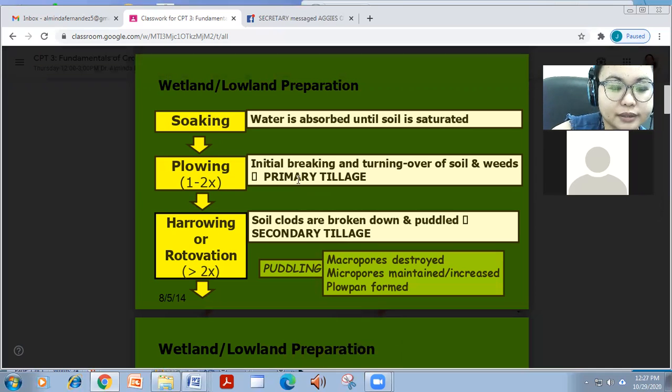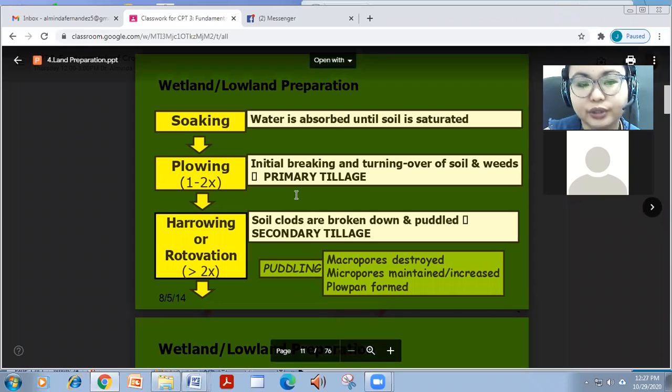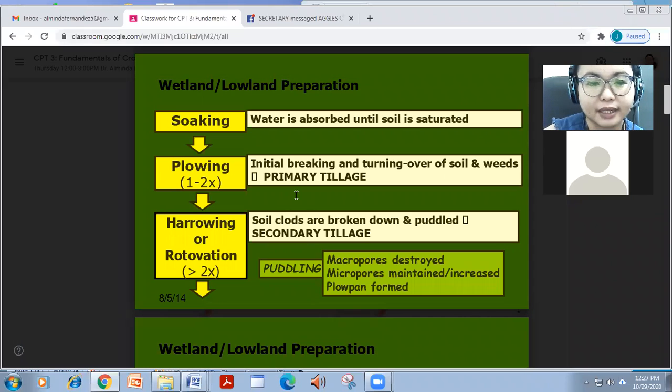For plowing, it's usually done one to two times using animal drawn, or there is also mechanical, and there is also manual.